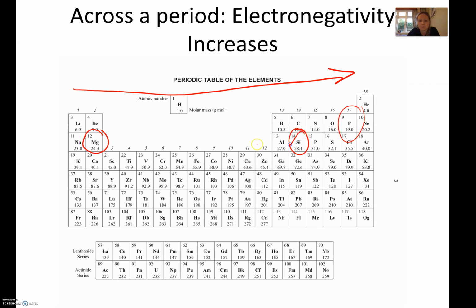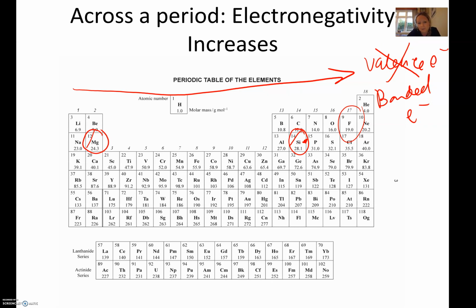Silicon has 14 positive protons, magnesium only has 12 positive protons. This means silicon has a greater nuclear charge, and therefore it's going to have a greater electrostatic attraction between the nucleus and the bonded pair of electrons. I shouldn't say valence electrons. We're going to change that sentence slightly: instead of saying valence electrons, we're going to say bonded electrons, because that's the definition of electronegativity.